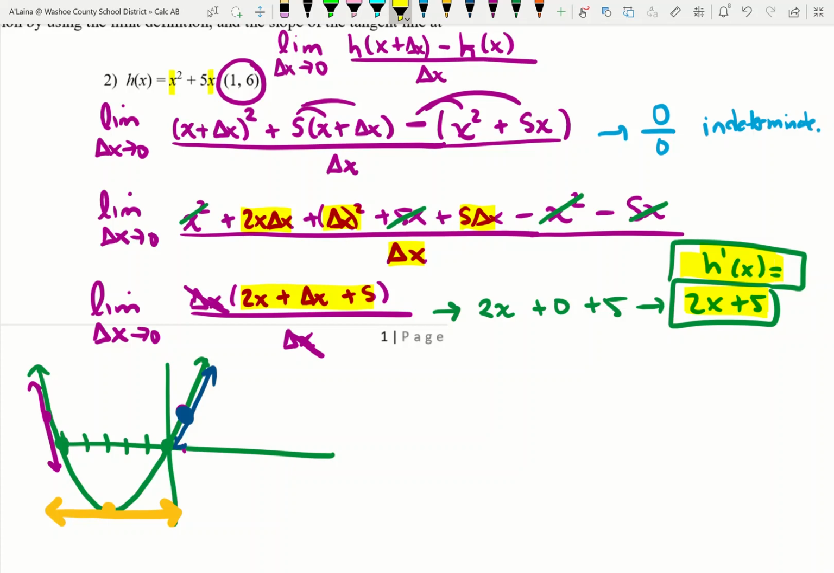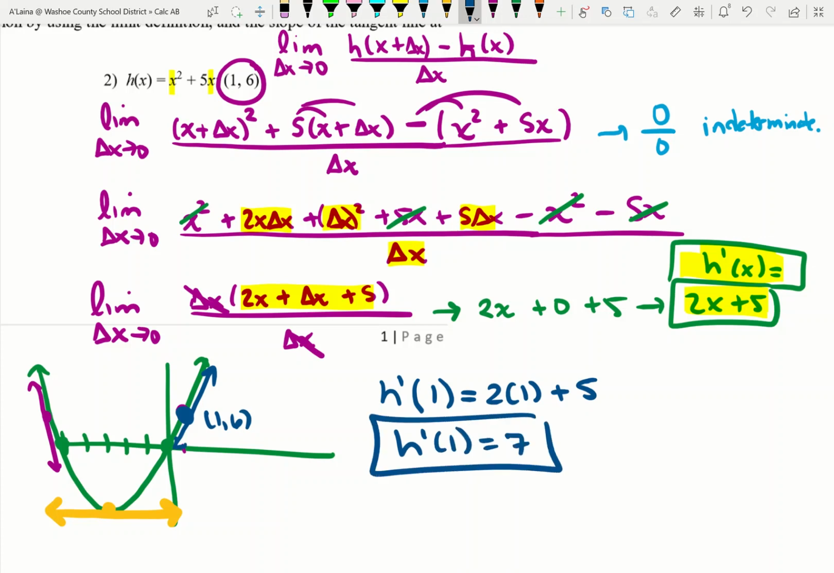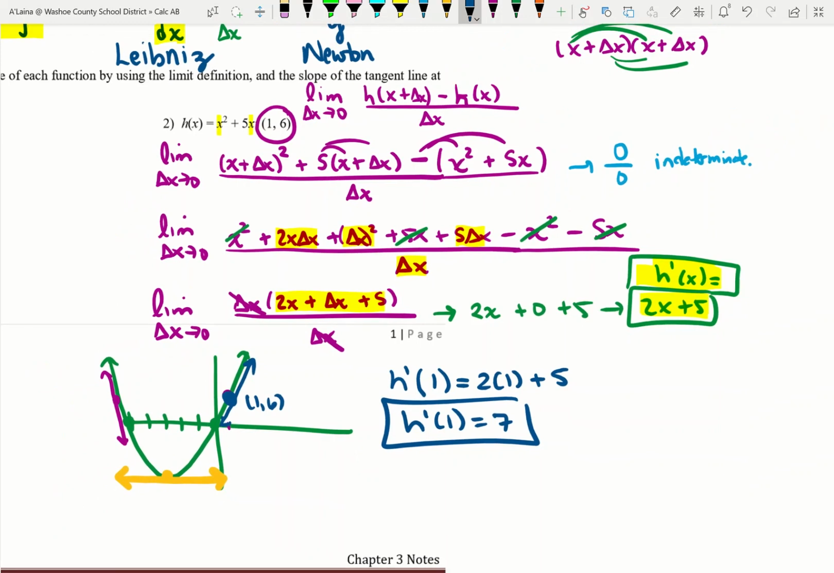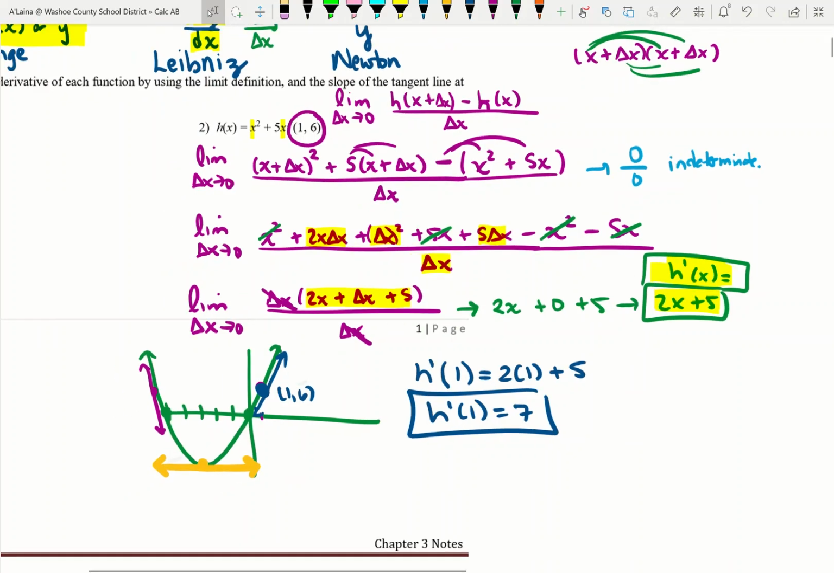H prime of x, my output is the slope. So I want to now take my slope formula and use the point where x is 1, and notice it says h prime of x. The input here is going to be a 1 because x is 1. And what I'll find out is that my slope specifically at 1 is 7. A very steep positive slope here. So if you have a nice expression, you could just plug in x plus delta x or x plus h and use your limit and do some simplifying.